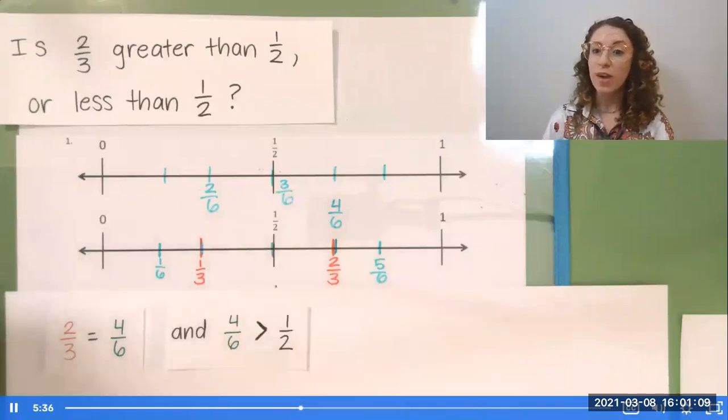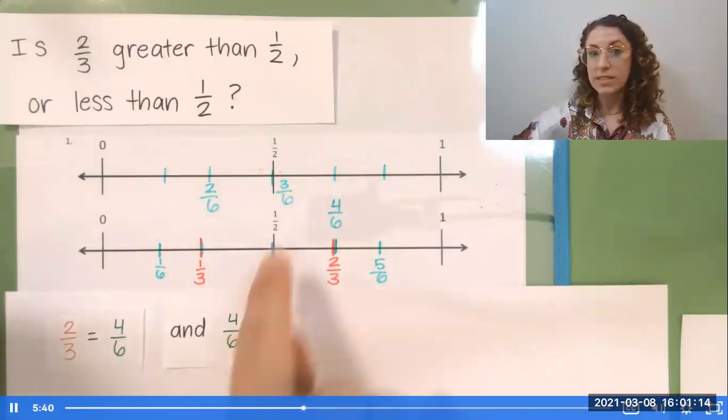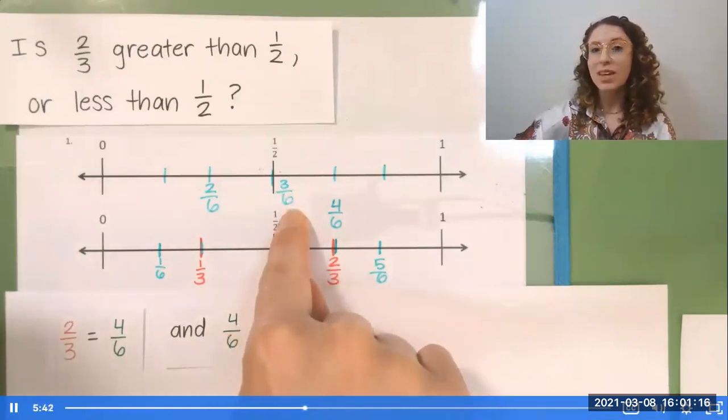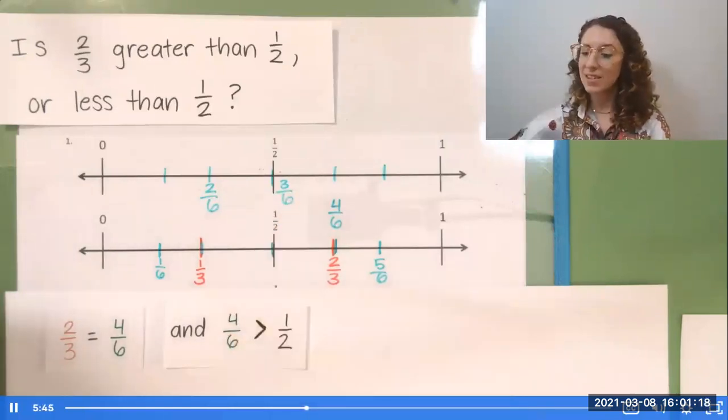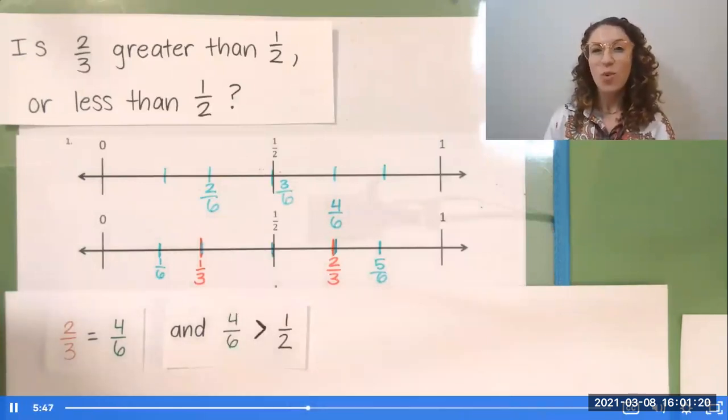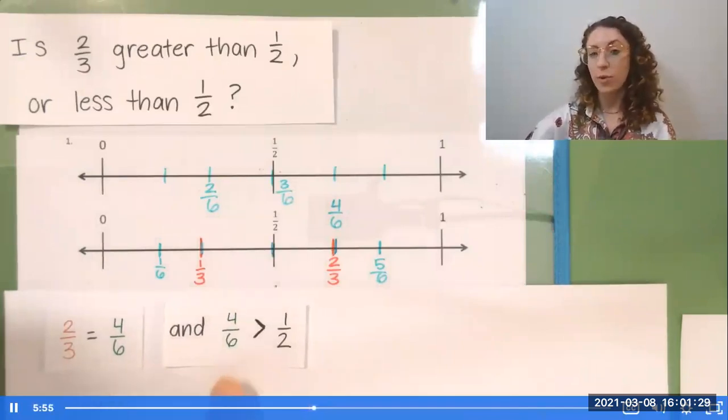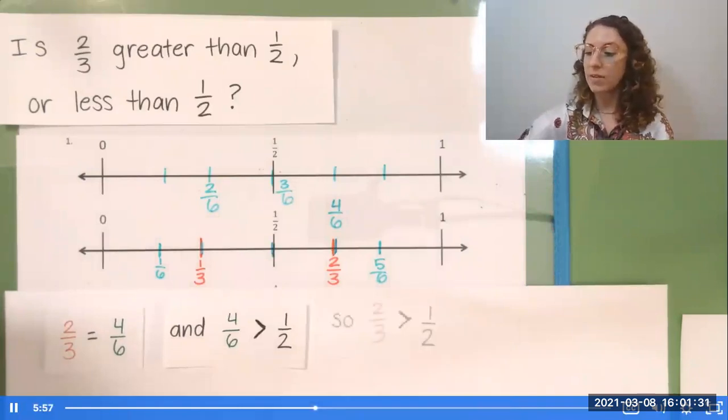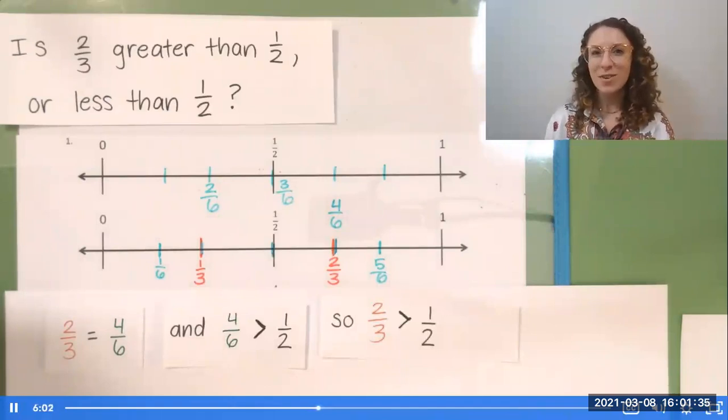When we find equivalent fractions that have the same denominator, 4/6 and 3/6, we can simply compare the number of units, the numerator. Cool, that's another way to reason about 2/3 and 1/2. So since 2/3 is equal to 4/6 and 4/6 is greater than half, we can say 2/3 is greater than 1/2. How are you doing so far?